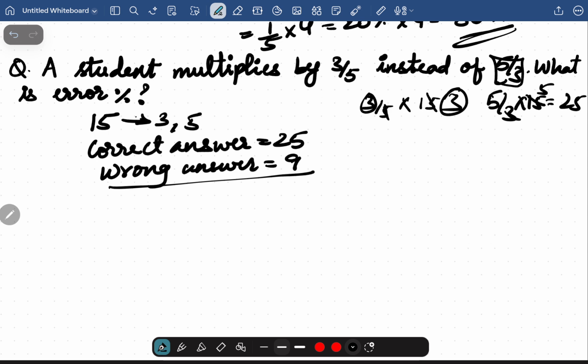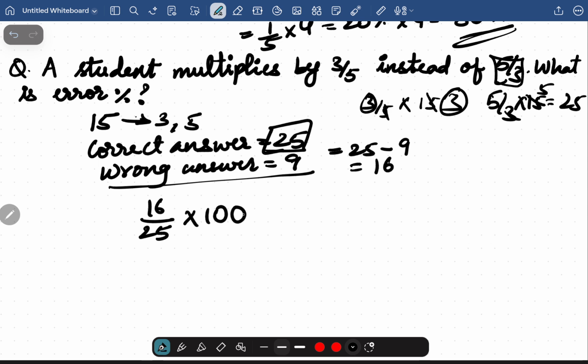So the correct answer is 25 and the wrong answer is 9. Now we have to get the difference between the correct answer and the wrong answer. It's 25 minus 16, which is 9. Pardon me, it's a mistake. So 25 minus 9, it's 16. So now 16 and 25 is the base now, into 100. 25 fours are 100, 16 fours are 64%, and the error percent is 64.